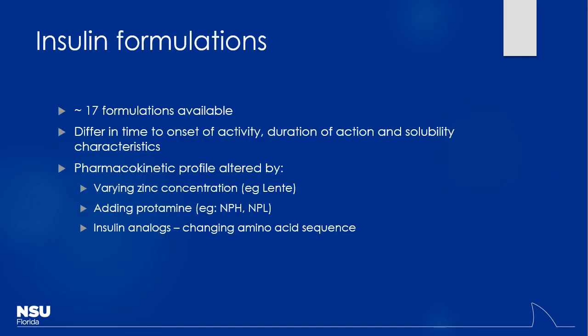Anyway, we have a lot of different insulin formulations out there. It's probably around 17 right now that are available, and you're going to find they differ in their onset of activity, their duration of action, how soluble they are, etc. How do you think most of these are being given? What route? Generally, injection, yes, but what route specifically? Usually sub-Q. Typically sub-Q injection would be the most common way you give this. We will certainly give IV insulin on occasion. That's going to be more on the inpatient side of things, but sub-Q is the most common route, okay?